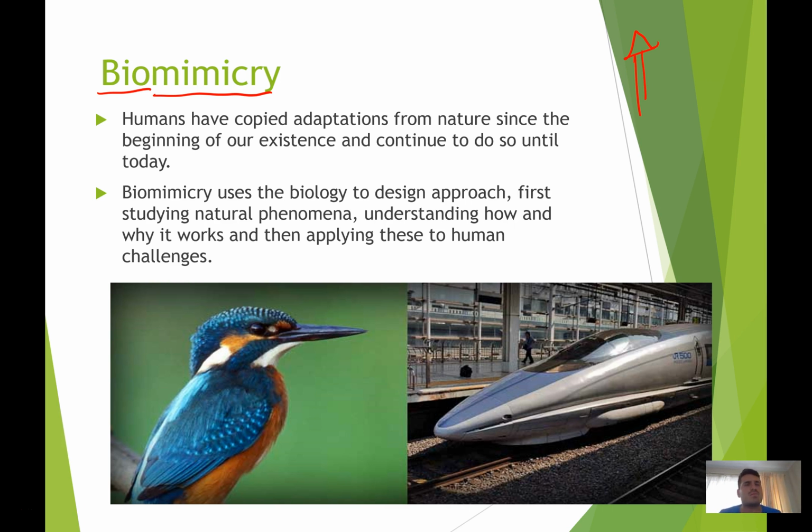Today we can use biomimicry in an engineering sense to really take advantage of problems. An example of this is the kingfisher, which has this beak structure that we copied in bullet trains such as this Japanese bullet train, because it can break through and go through the air extremely fast.